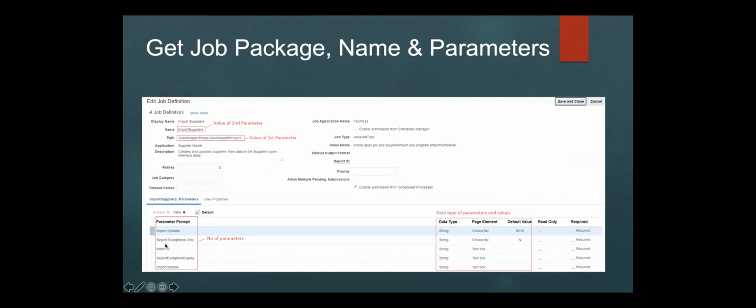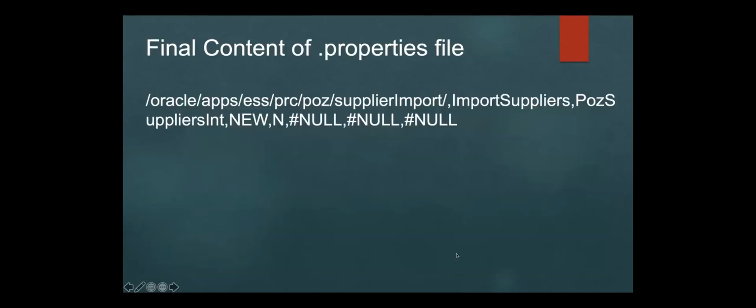Under parameter prompt, you see import options, report exceptions only, batch ID, report exceptions display, and then import options. So these are the parameters. Depending on which are mandatory, you need to supply all of these. If mandatory, you have to supply the values, else you can supply null as a hard-coded string. Here you see data type, parameter and values. And here you see required, which means you need to supply all the values.